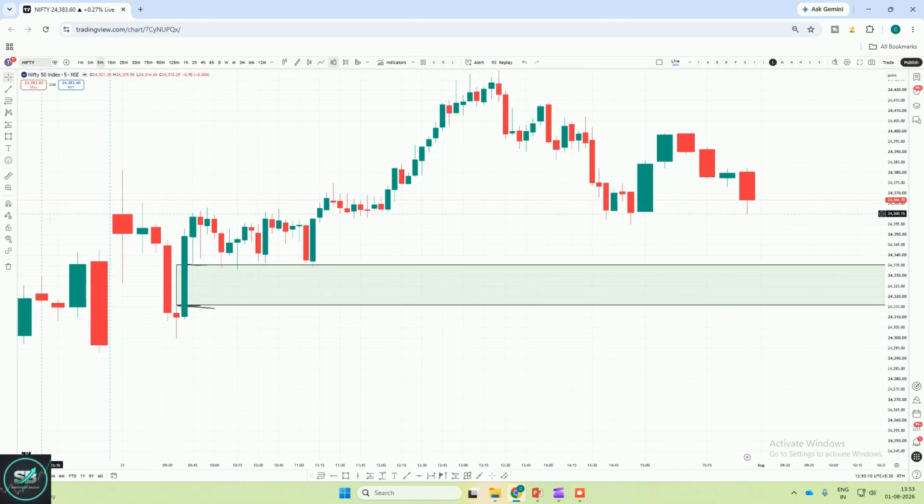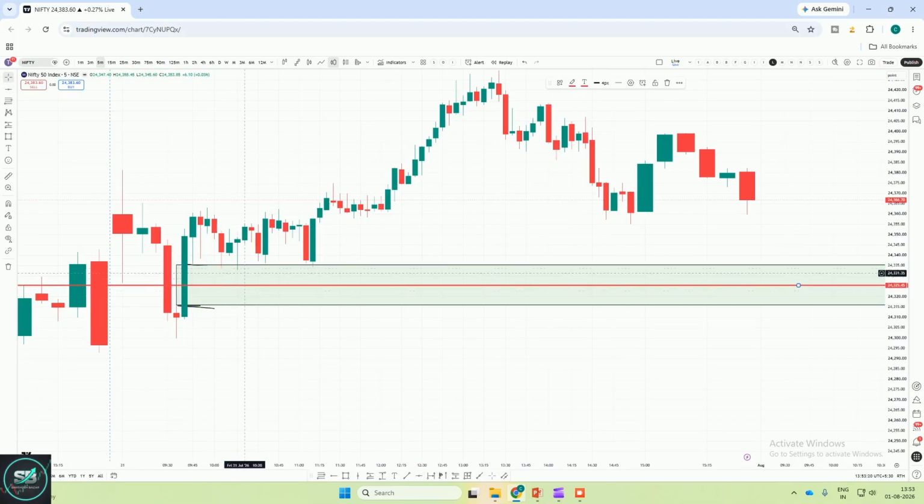So usually what will be our entry? 50% of this zone we are going to mark. So this is a 50%. If market comes and tests this zone, we are going to make an entry, and below this will be our stop loss, and here 50% zone will be our entry, and our target will be 1:2. Let's suppose we are making an entry here. Our stop loss will be here below this FVG. Just keep 2-3 points below the FVG zone, and your target will be 1:2.